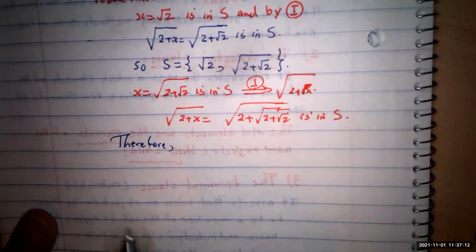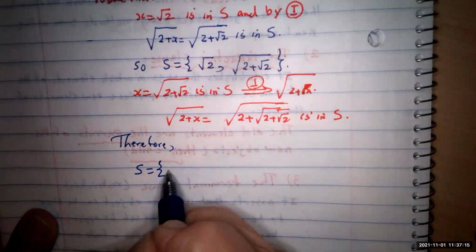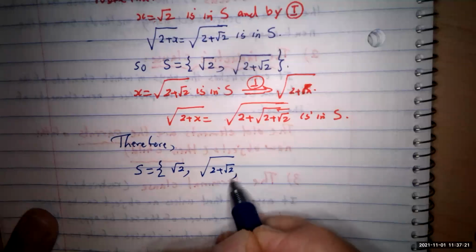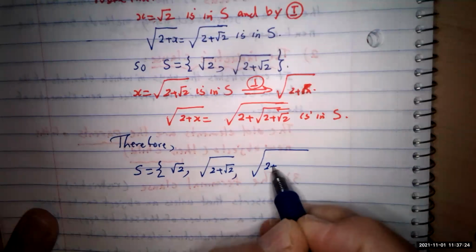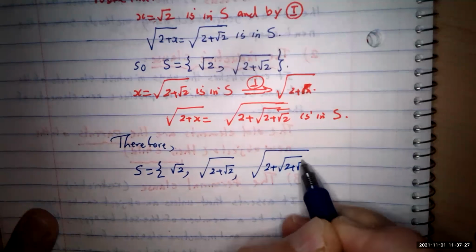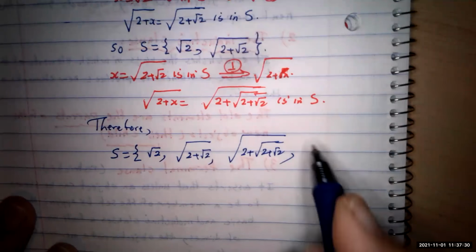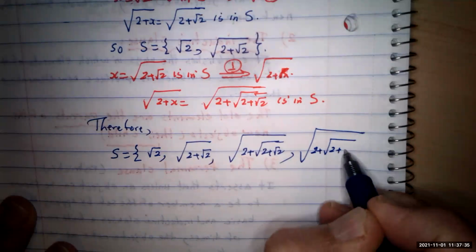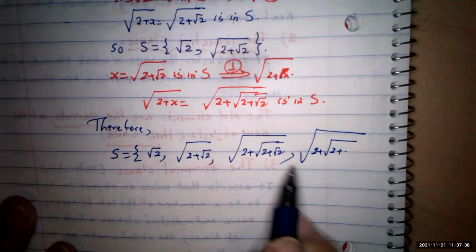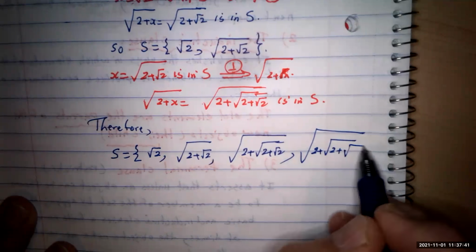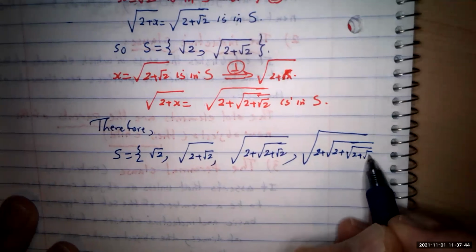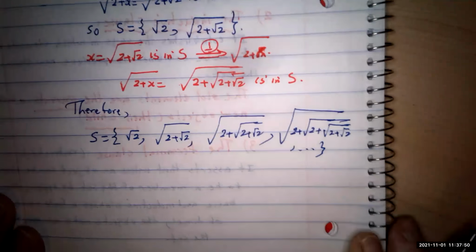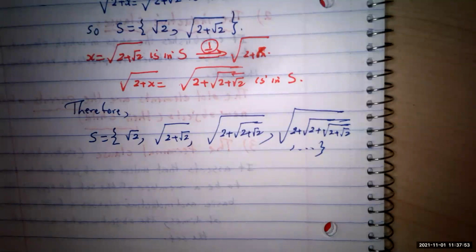So basically your set is going to be, therefore, what do you have? S is equal to the first one radical 2, the second one 2 plus radical 2, the next one 2 plus radical 2 plus radical 2, and the fourth one is going to be what? 2 plus 2 plus, okay, so we get to this one. And of course we have more elements, but you've been asked only for 4 elements. That's it. Any question?